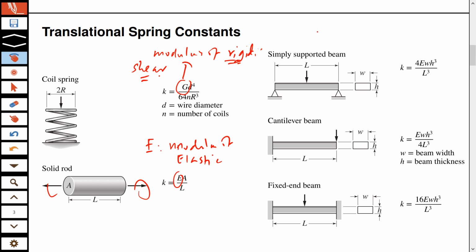Remember when we had this stress strain curve. If this is a normal stress, then on this curve you will get E, and the curve you get for shear stress is what we call the modulus of rigidity.